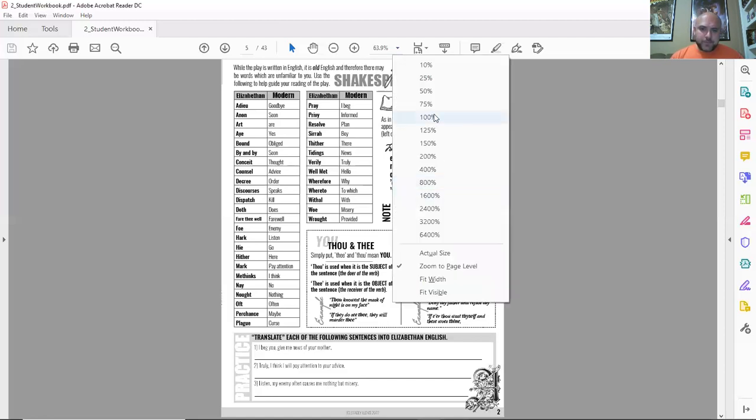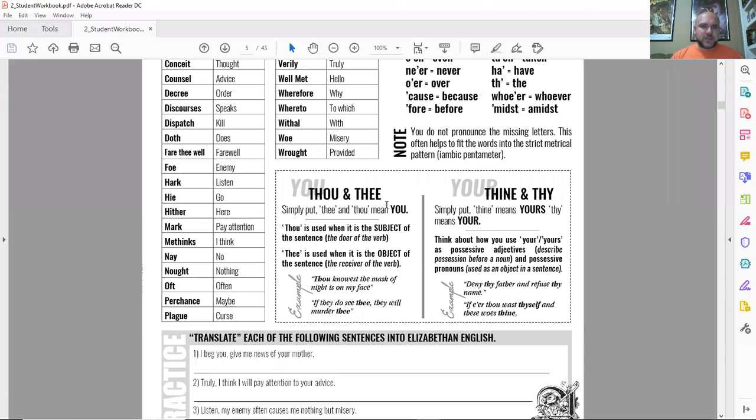So let's bring this up a little bit, especially since I don't have my glasses on. I get a glare when I wear them, so it's very hard for me to see. But thee and thou mean you when you hear them. So thou was used when you are the subject of a sentence, and thee is used when it's the object of the sentence. So thou knowest the mask of night is my face. Thou is the subject of the sentence. She's basically saying, you know that my face is hidden because of the darkness. That's what that line means.